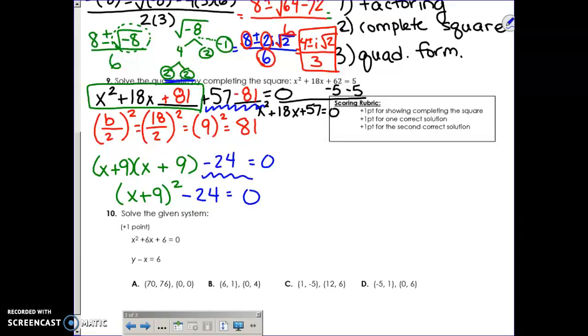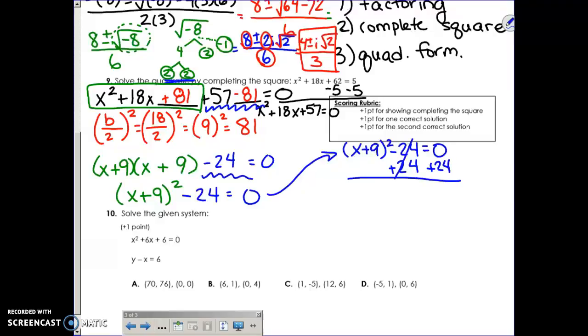Now, this would be lovely if it was done right now, but the problem says solve the quadratic by completing the square, which means I have to actually get x by itself. So I'm going to move this guy over here and continue to solve. I have x plus 9 squared minus 24 equals 0. I got to get rid of that squared, which means eventually I'm going to have to take the square root, but I can't do that until it's by itself. So we need to move 24 to the other side. Get rid of that. Now I've got x plus 9 squared by itself, because 24 is on the other side.